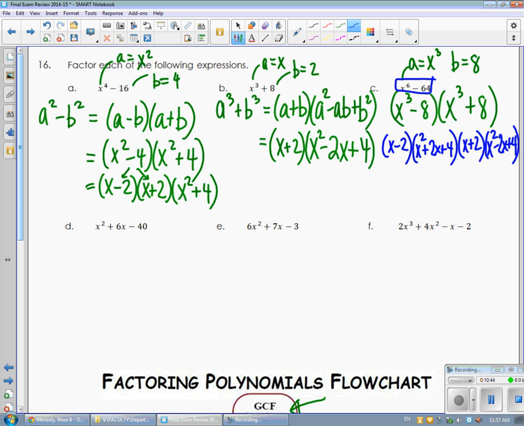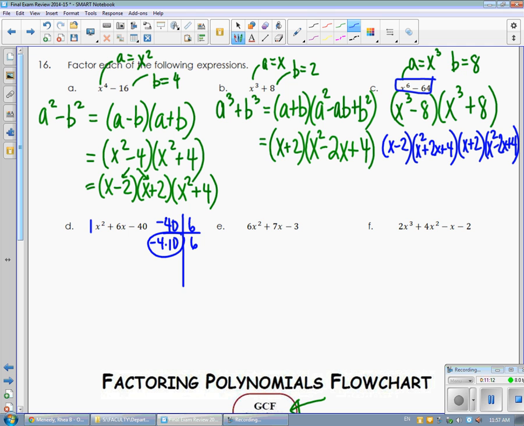In letter D, this is a trinomial now. There's nothing in common for me to factor out. And so I'm going to look at my product and my sum. My product, remember, is a times c, and a is 1, c is negative 40. So my product is negative 40, and my sum is 6. So I'm looking for numbers that multiply to give me negative 40 and add to give me 6. I might start off with negative 4 times 10. And when I add them, I get a positive 6, and so that works. So those are the two numbers.